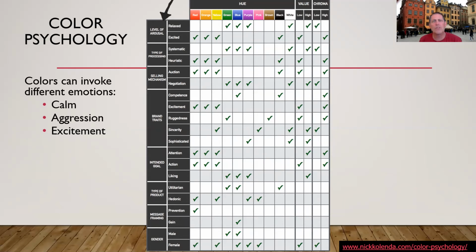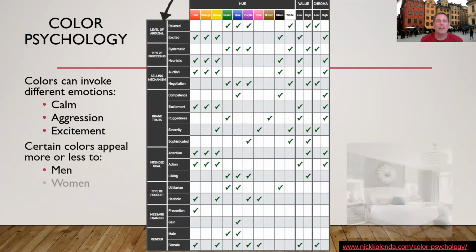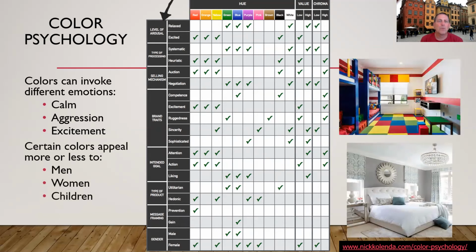Colors can be used to get different reactions. They can calm a person, they can promote excitement or aggression. And certain colors appeal more or less to men, women, children. And obviously between these two bedroom scenes, there's a different theme here, right? The upper one is almost certainly a children's bedroom and the lower one is an adult's bedroom. So these are some things that you can dive into when using colors.